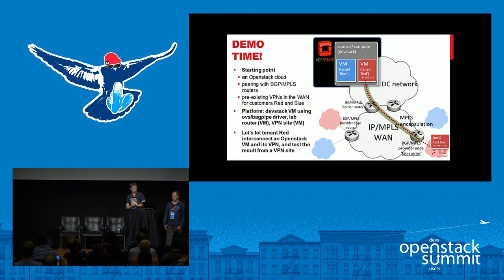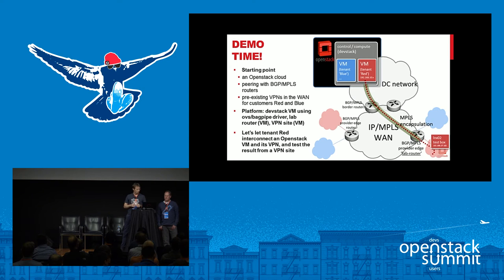So we have a demo. In this demo, the starting point is that you have an OpenStack deployed. Here, it's a single VM DevStack. You have an OpenStack cloud that is interconnected to an IP/MPLS one using BGP VPNs already. So you have pre-existing customers with pre-existing VPNs in the WAN, and both are glued together with BGP/MPLS routers, IP/MPLS routers having the configuration in place for the BGP VPN protocols, but not any per-customer information.